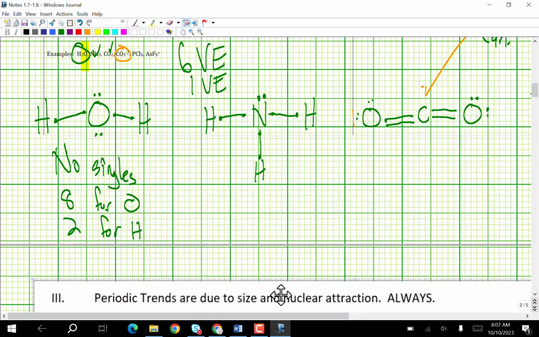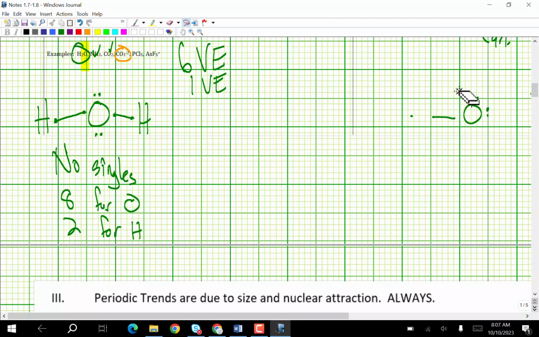Okay, so CO3 negative 2, I'll just erase and use my space here again. CO3 negative 2. Carbon's going to go in the middle because carbon always goes in the middle. But this time, I'm going to have 3 oxygens around it. 1, 2, 3, 4. Oxygen, oxygen, oxygen. Didn't matter where you put it, but it's got to be kind of aiming at carbon. 6 electrons for oxygen.